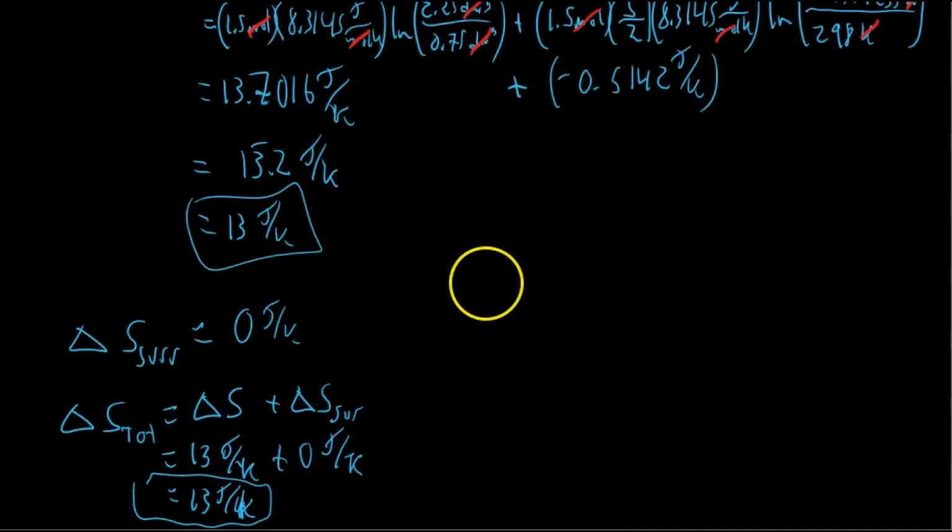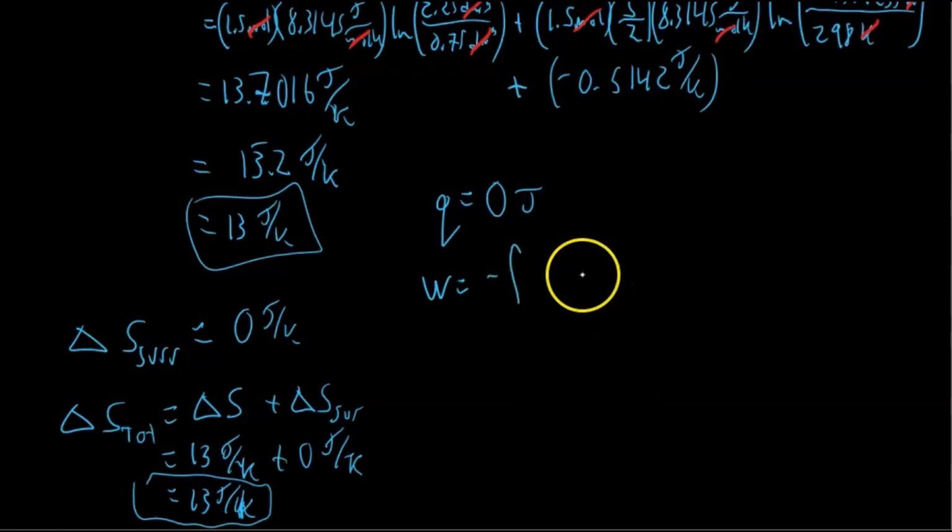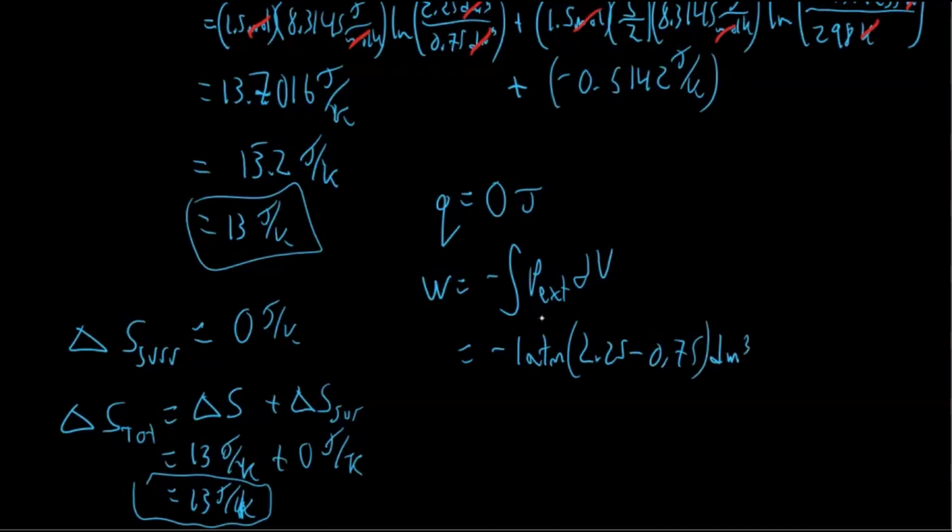Okay. And what about the change in internal energy and the heat and the work? Well, we know that there's no energy transferred as heat total. So that's 0 joules. The work in this case, this is an irreversible process, so the work is the negative integral of P external dV. There's no other work. P external is 1 atm, so it's going to be negative 1 atm times delta V, which is 2.25 minus 0.75 decimeters cubed.